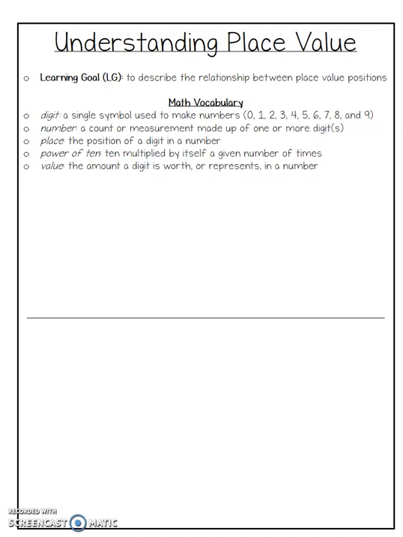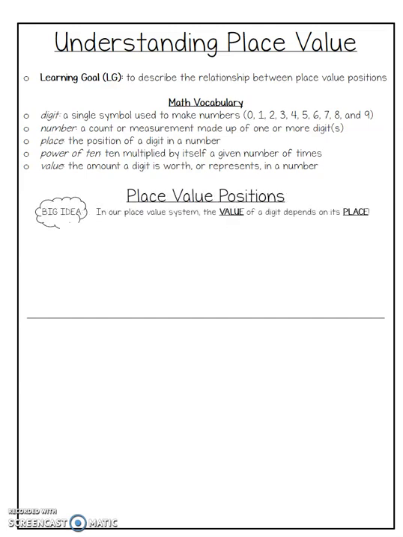So let's take a quick refresher of the different place value positions. And again, remember, the big idea here is that in our place value system, the value of a digit, or how much it's worth, depends on the place or the location the digit is. So if you remember, all of our numbers are grouped into sets of 3 digits called periods. So the first period with the least value is the ones period. The least value is always going to be on the right of our number.